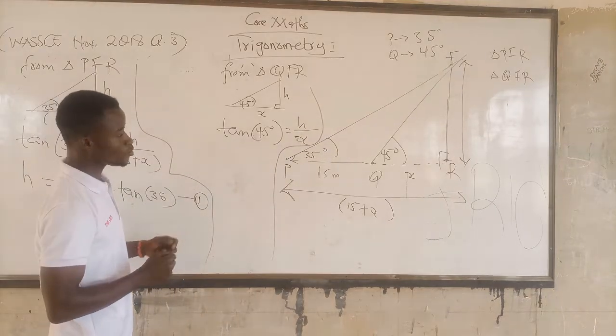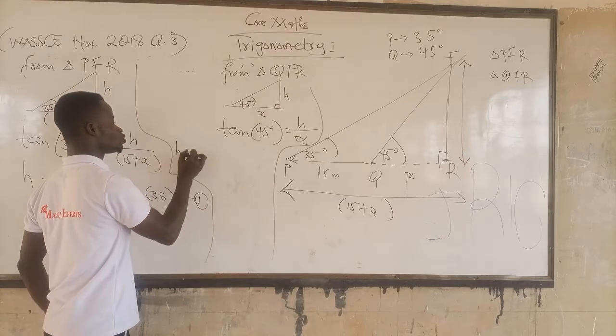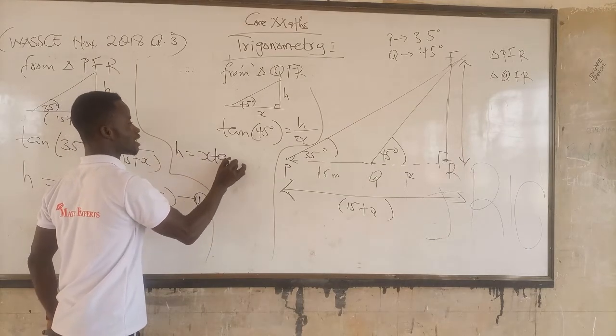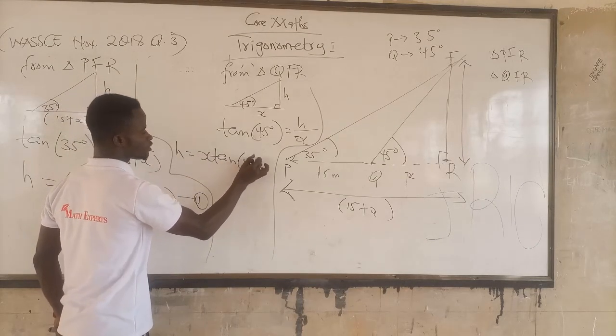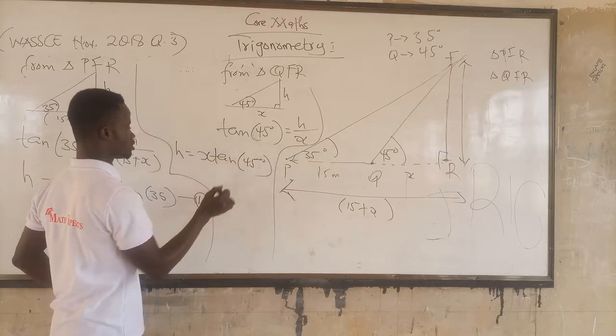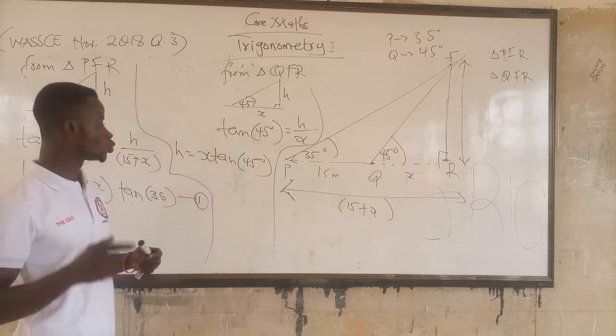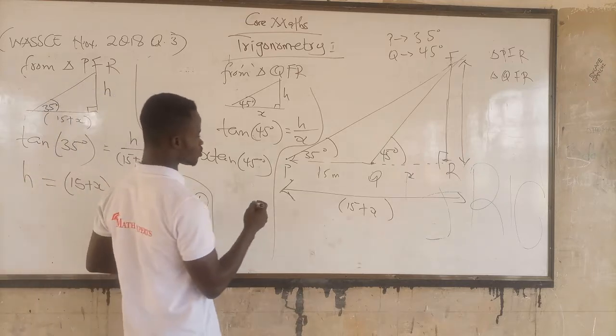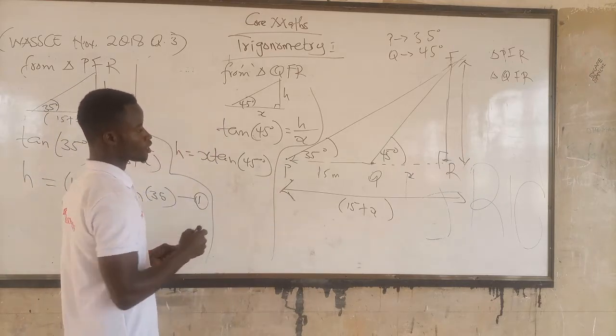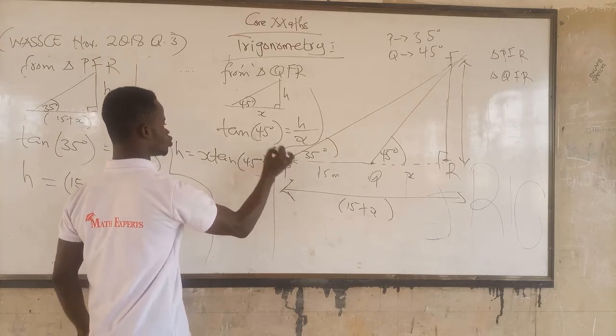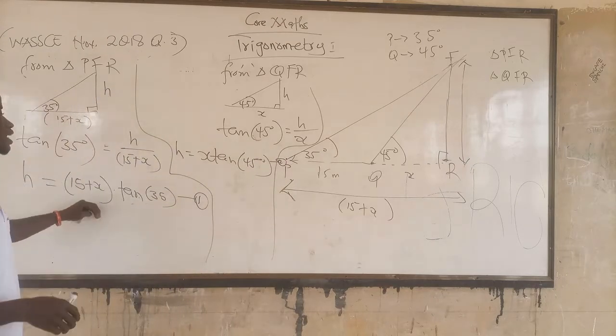Alright, I hope you're not confused. So now, H will be equal to S tan 45 degrees. And we can call this equation 2. So equation 1, equation 2.